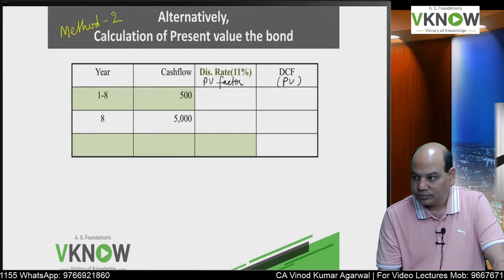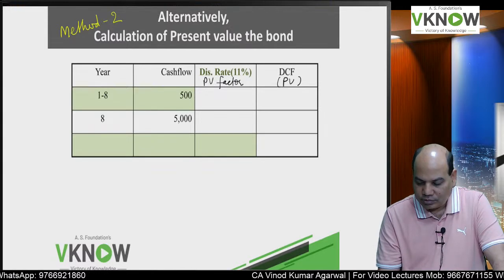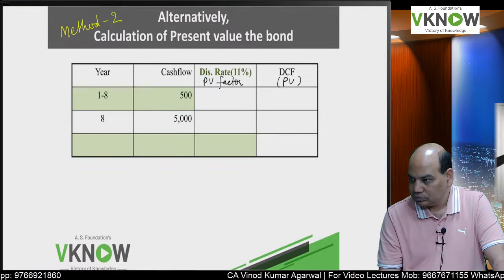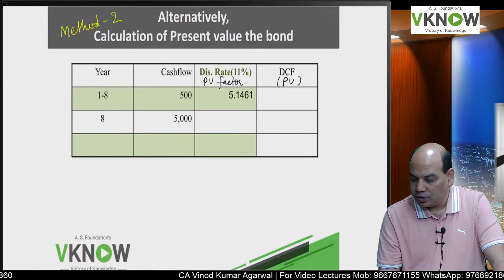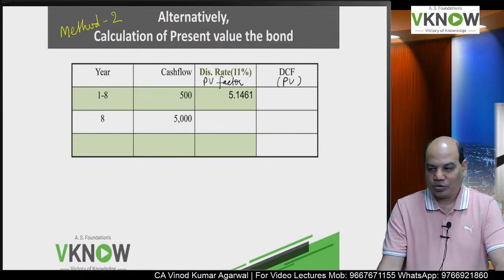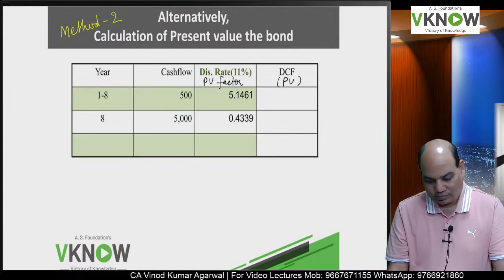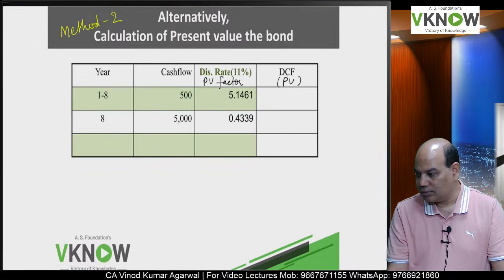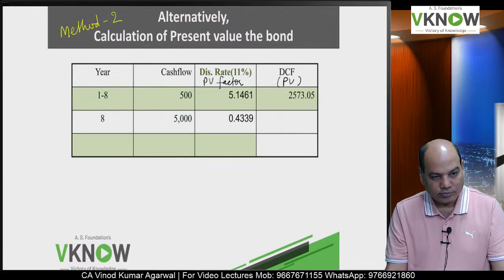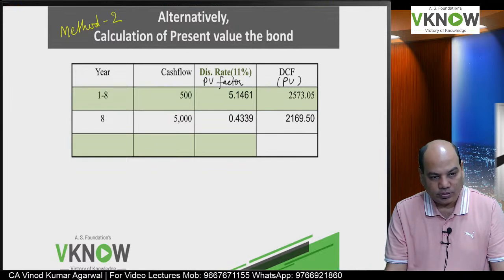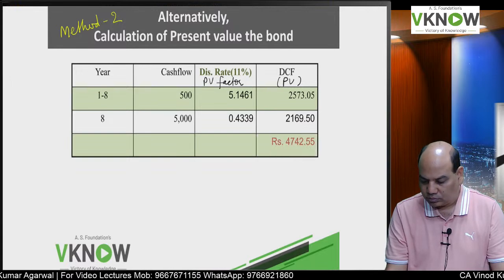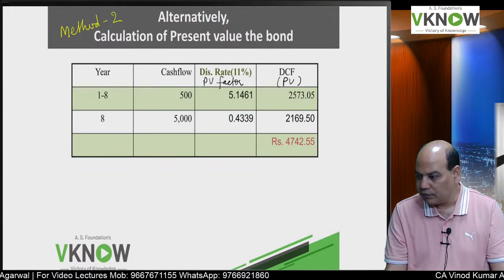8 years 11% annuity factor, how much is that? 5.1461. Very good. Next, only 8th year factor. 4339. Multiply and take total. 2573.05. 2169.50. Total is 4742.55.